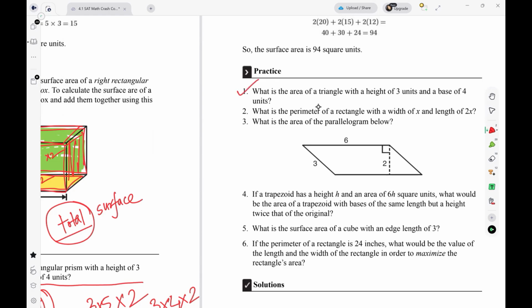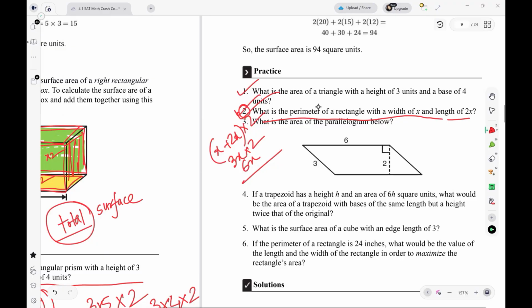What is the perimeter of a rectangle with a width of x and a length of 2x? That is basically x plus 2x, multiplied by 2, right? Wait, 3x multiplied by 2, that is 6x. To find the perimeter, you just need to find the sum of a pair of sides and then multiply it by 2. x plus 2x multiplied by 2 is 6x.